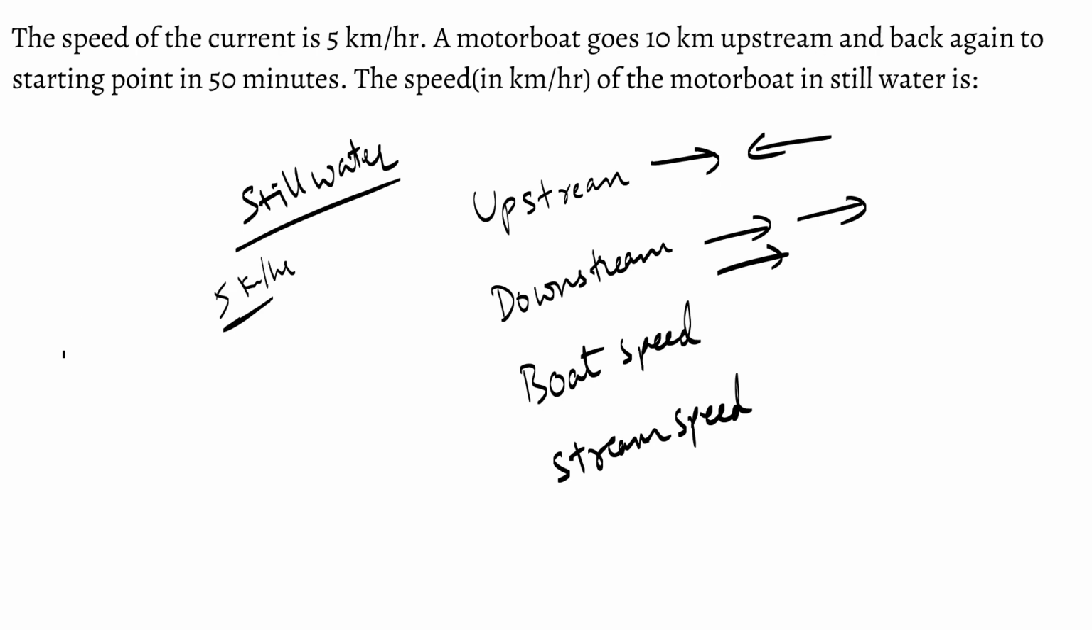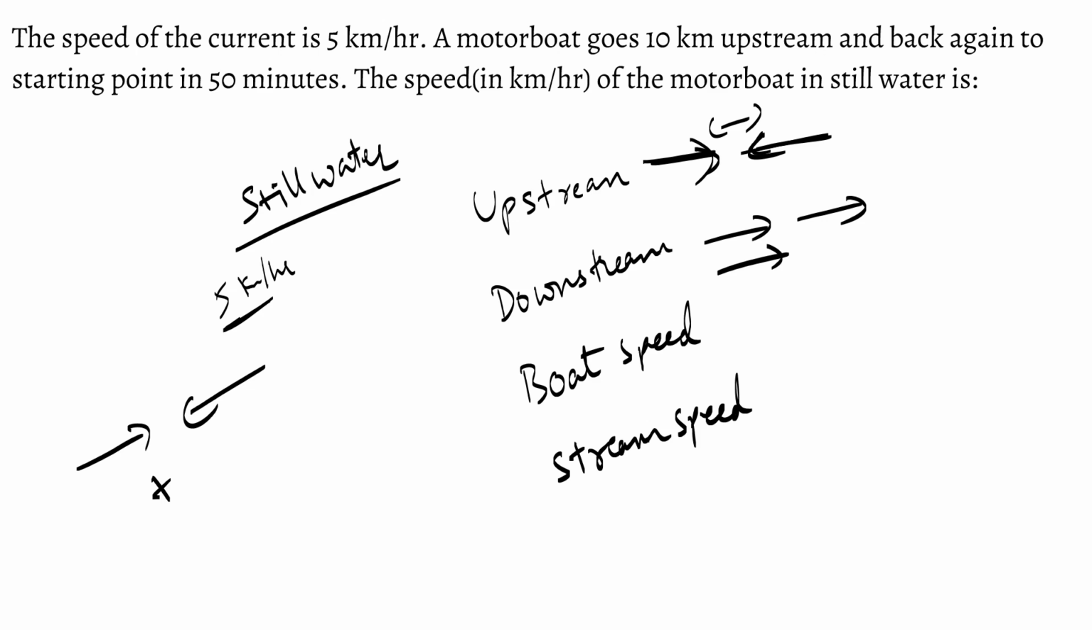See, in train problems, what did we do? If both trains are traveling opposite to each other, then we added the speeds of both the trains. But in this case, where the stream and the boat are opposite in direction, we have to subtract the speeds. Why? Because the stream is in this direction and the swimmer or the boat is in the opposite direction, so negative work is done.